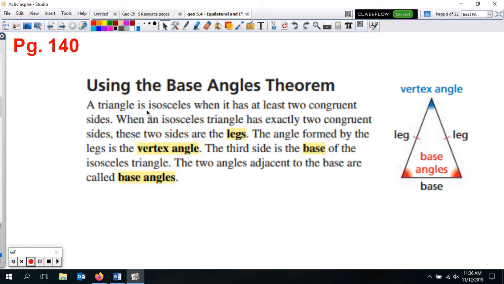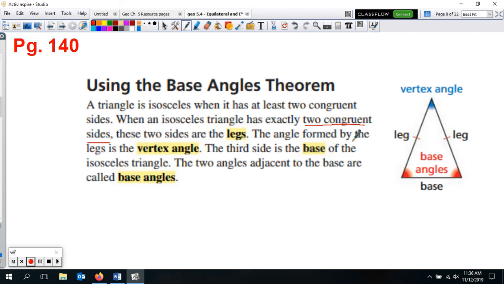It says a triangle is isosceles, and this is using the base angles theorem, which we will get to in a minute. But a triangle is isosceles when it has at least 2 congruent sides. That we already learned in 5.1. But here we say when an isosceles triangle has exactly 2 congruent sides, these 2 sides are the legs. So what are the legs? The legs are the 2 congruent sides of an isosceles triangle. You call those the legs.